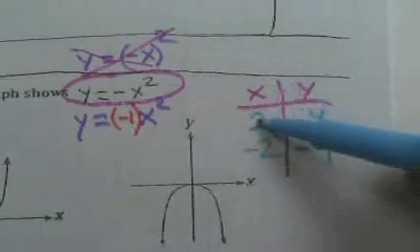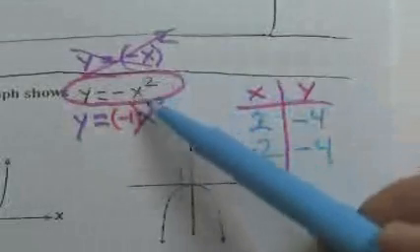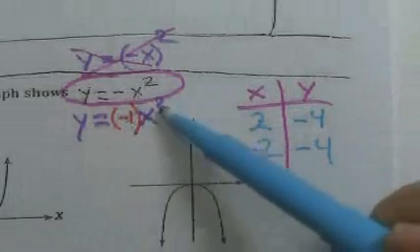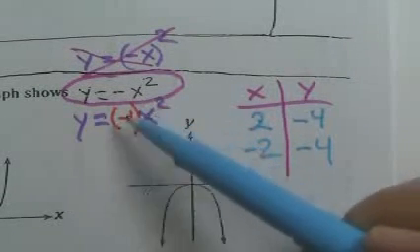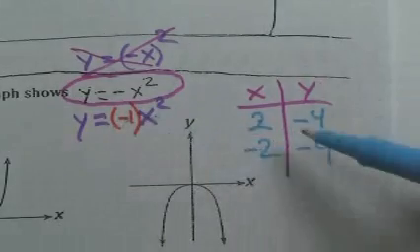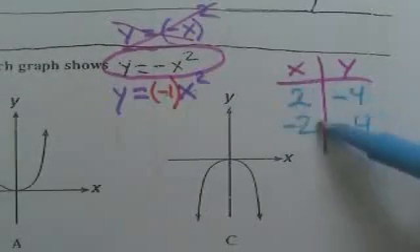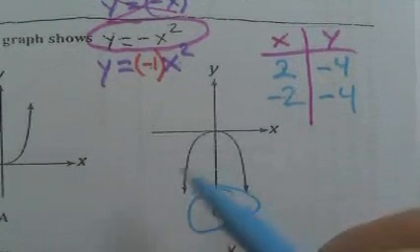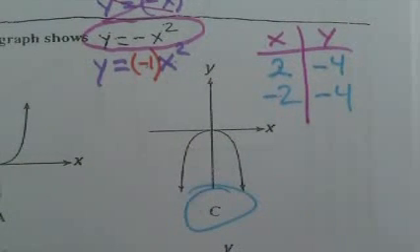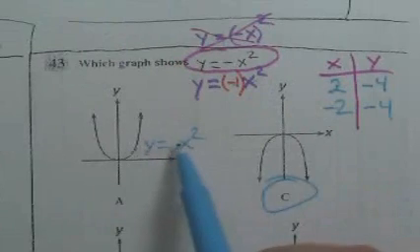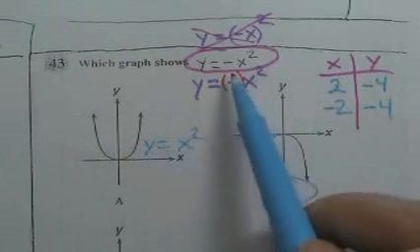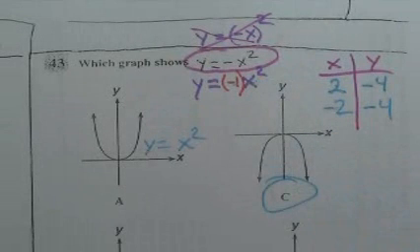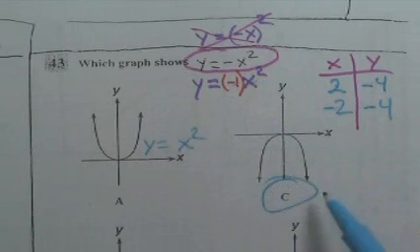Now if I plug in some values like 2, 2 squared is 4, and 4 times negative 1 is negative 4. If I put a negative 2 in there, negative 2 squared is positive 4, times negative 1 is negative 4. So if you look at this, which graph could this be? Letter C. It kind of makes a sad face. You notice that? By the way, if it's a positive x squared, it makes a happy face. If it's a negative x squared, it's going to be a sad face. Just kind of keep that in mind. Negative is very sad.